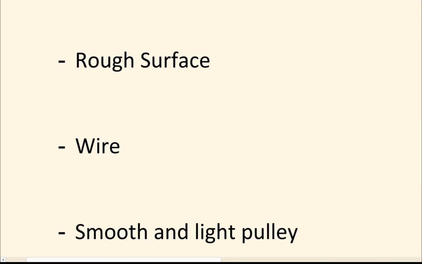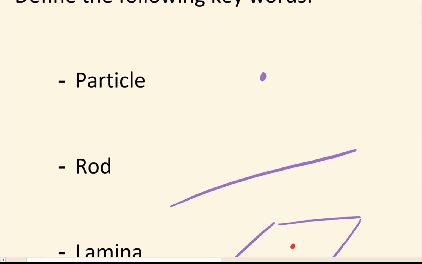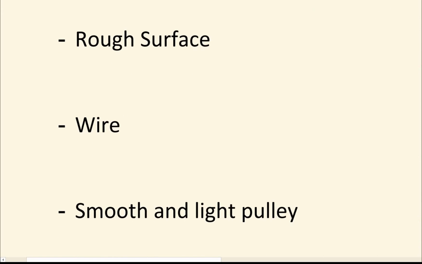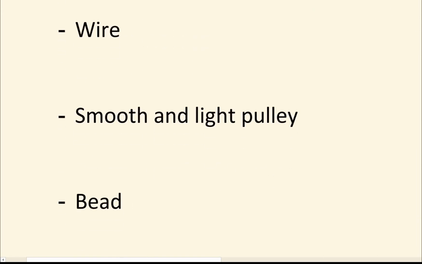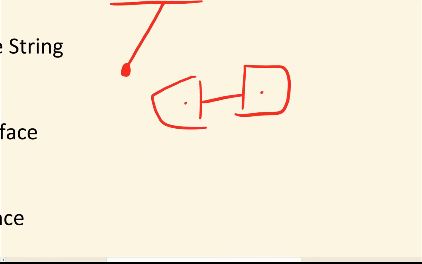If you've got a wire, that's basically like a rod, but made out of metal. It's already a one-dimensional piece of metal. A smooth and light pulley: all pulleys you see will be smooth and light. Basically all it means is all the energy will transfer straight through the pulley, just like with our inextensible string.